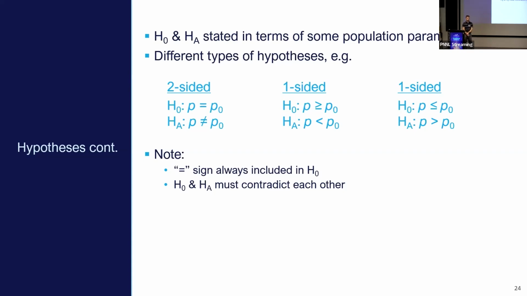In contrast, we have one-sided tests as well, where we ask the question: is the population parameter greater than or equal to the baseline value, and we think it's actually going to be less than? Or we could do the opposite, where the null hypothesis is that it's less than or equal to this baseline value, and the alternative is that it's greater than. In that case, the direction of how things are moving is important to consider. One thing to note is that the equal sign is always included in the null hypothesis, and the null and alternative hypotheses must contradict each other. Between the two, we have to include every single possible scenario.